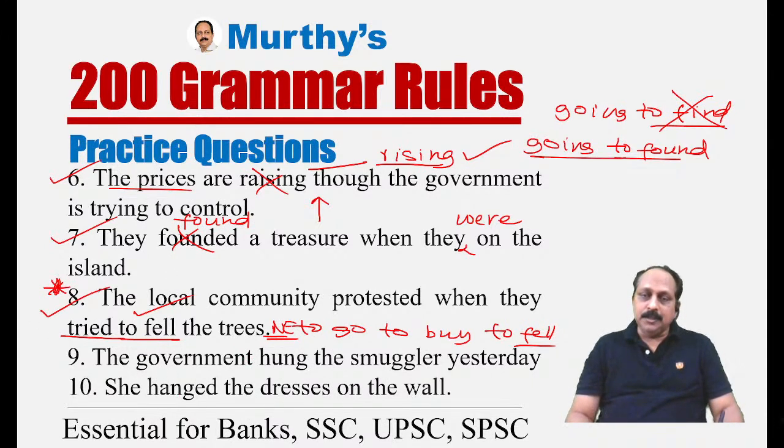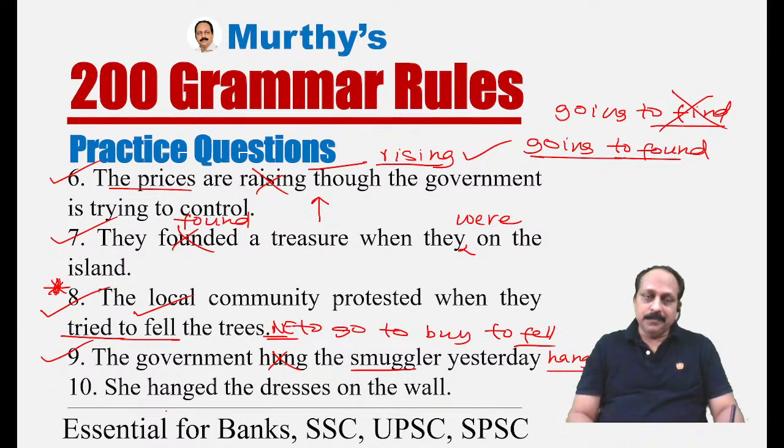The government hung the smuggler yesterday. A smuggler is a person, you cannot use hung. It should be hanged. Yes, Naresh, I've seen that. Sentence number 9, we cannot use the irregular form. We have to use the regular form because the sentence talks about a person.